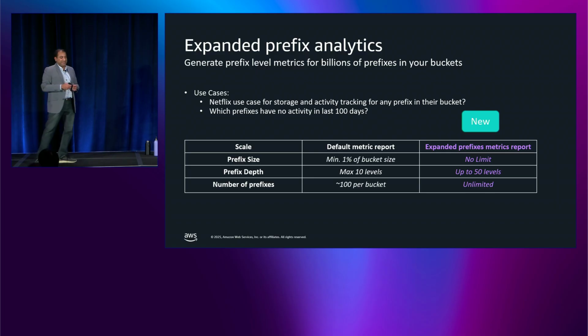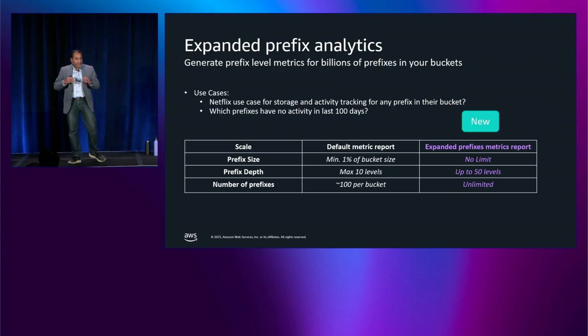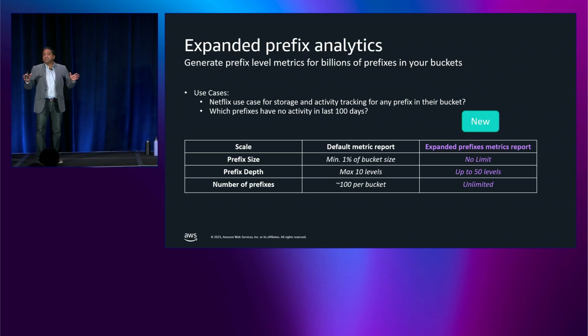Woo! There you go. And just to give you a comparison of the two reports, you have the default metrics report with your storage limit, the 1% size limit, and your maximum prefix level of 10. That gives you roughly around 100 prefixes per bucket today. With the expanded prefixes metrics report, there is no limit on storage size. You get up to a maximum of prefix level depth 50, and you can get billions of prefixes per bucket. There's no limit on the number of prefixes. So this is now available at no additional charge for you.